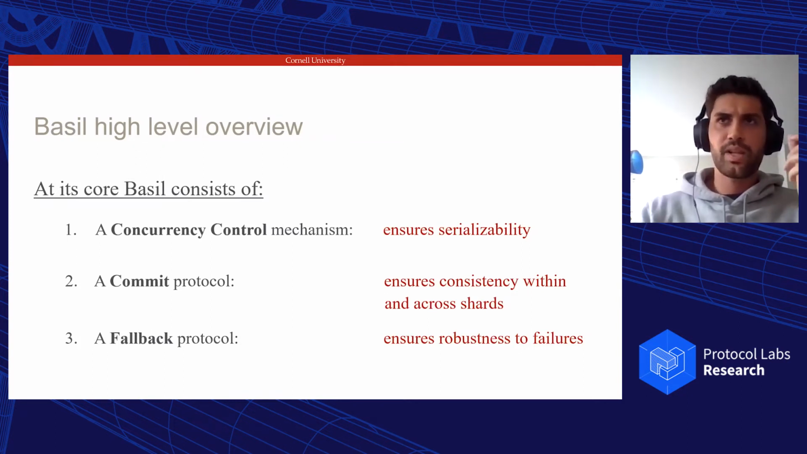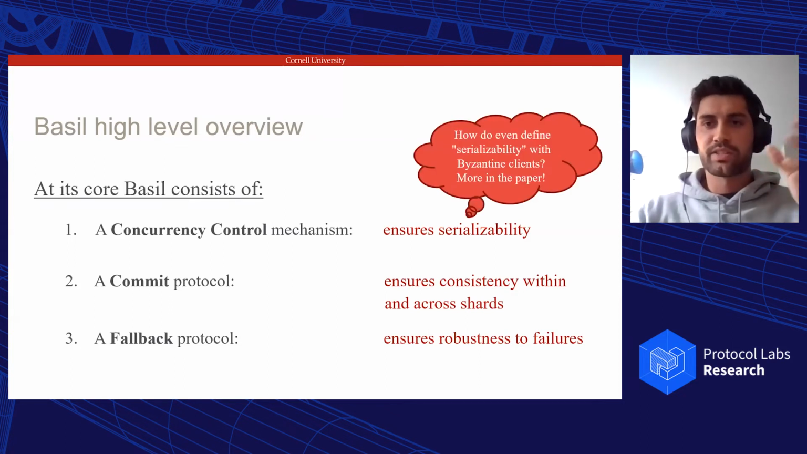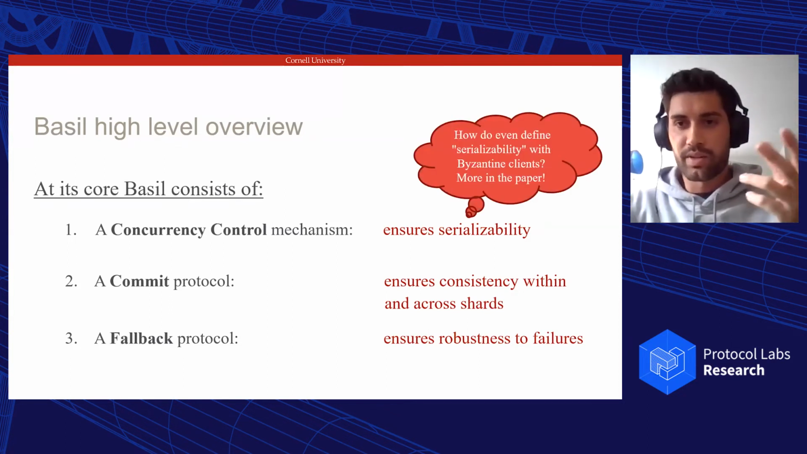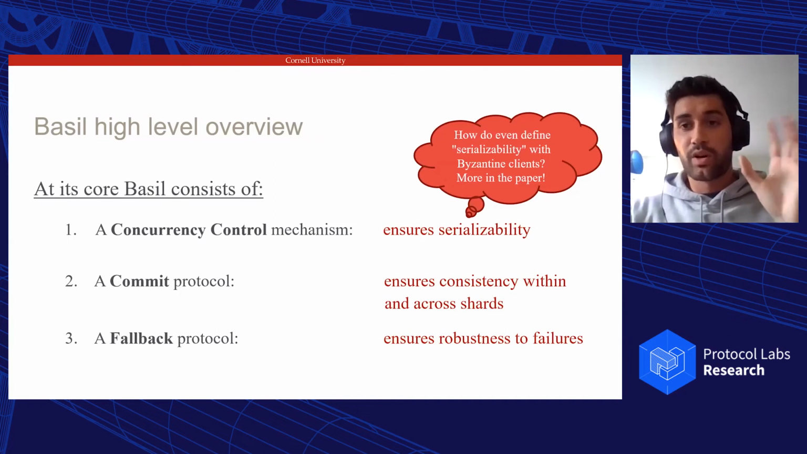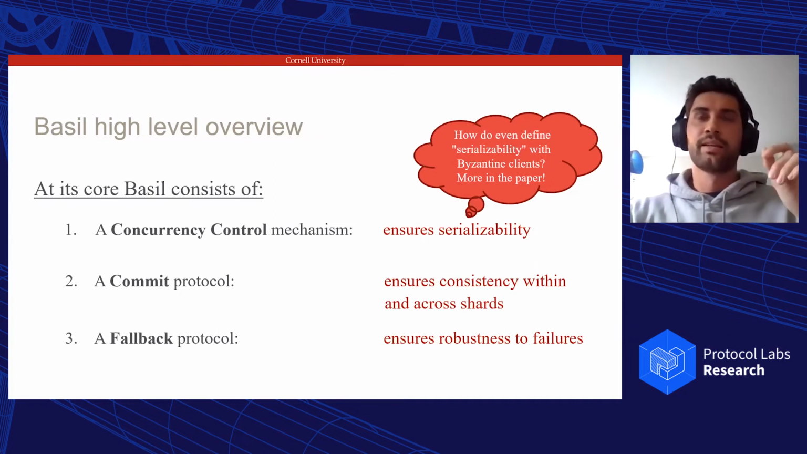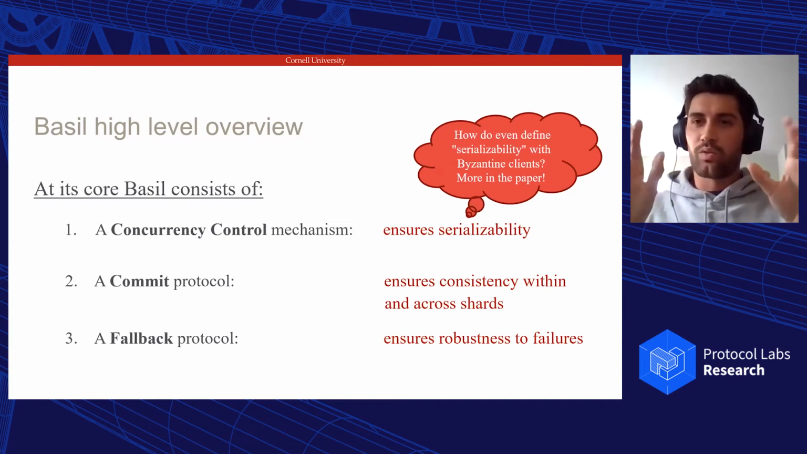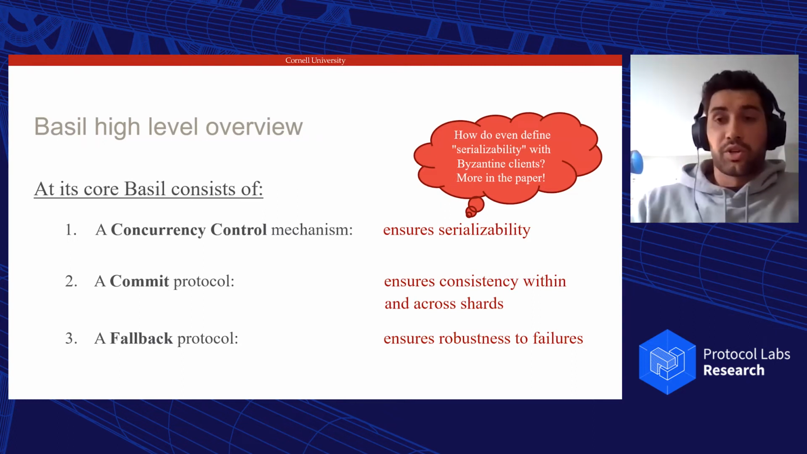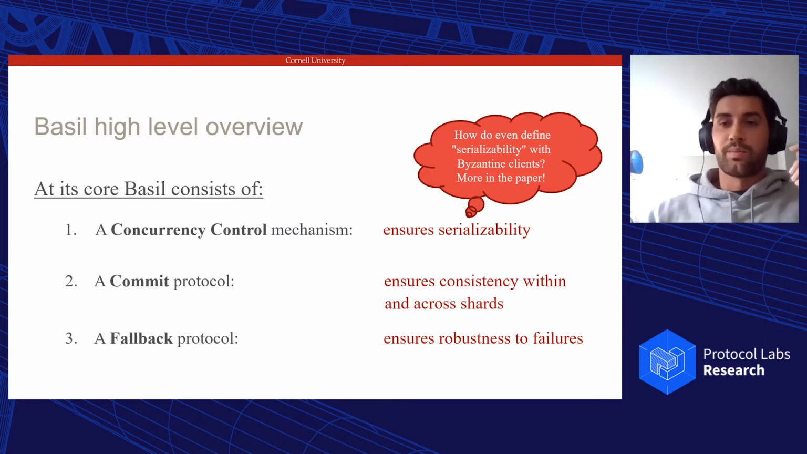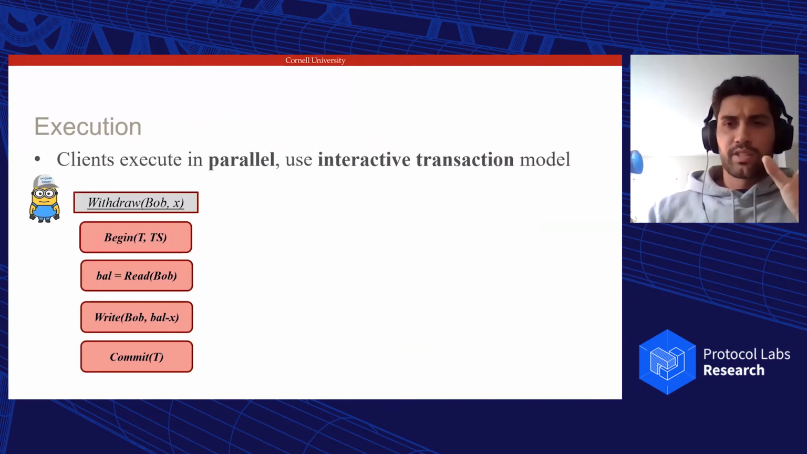failures. Now, it's actually not immediately obvious how to even quantify serializability in the presence of Byzantine clients. So in the paper, we also spent some time quantifying that. In the next slides, I'll briefly go over parts of these protocols. But if you're curious, I do encourage you to read the whole paper if you want to know more about the details. So let me start by very quickly outlining how execution works in Basil.